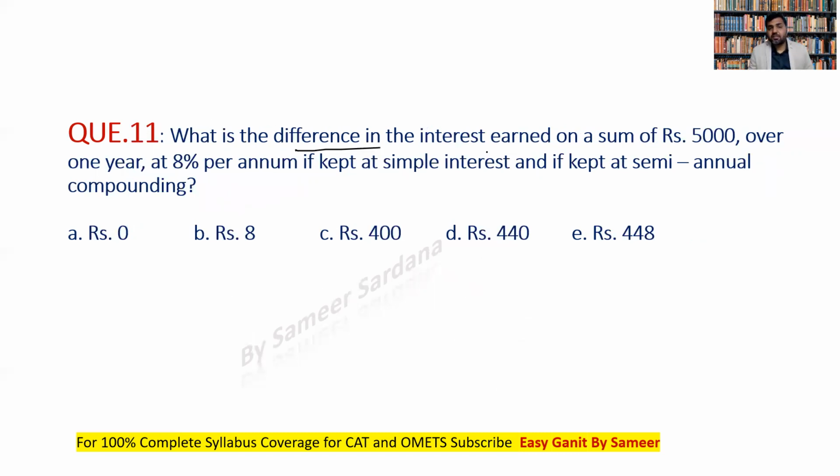What is the difference in the interest earned on a sum of rupees 5,000 over 1 year at 8% per annum, if compounded as simple interest and if compounded semi-annually? So guys, we have a principal of 5,000. Rate of interest is 8%. The question says to find out the difference if computed as simple interest and if computed as semi-annual compounding.